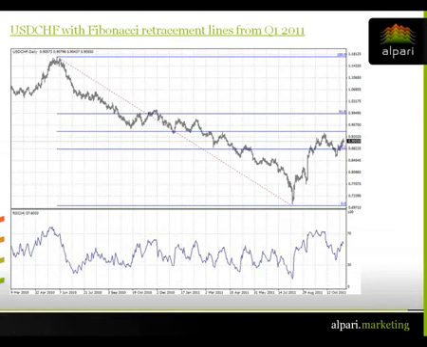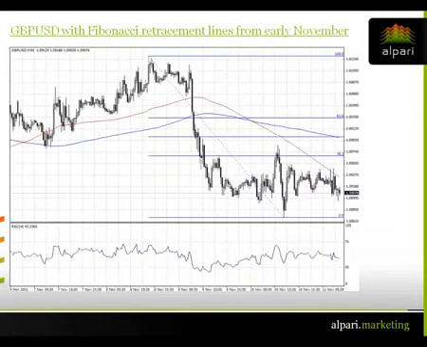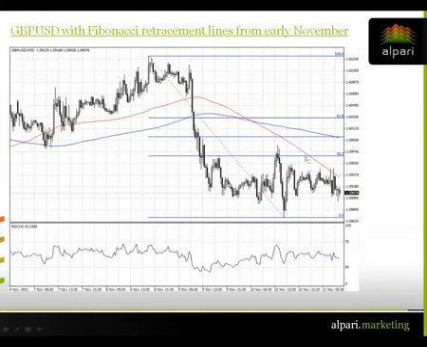So you can keep an eye on those. But I tend to like Fibonacci's. They're a good form of trading. So now we've got cable. So early November this is. So this is the move we're looking for, this move.